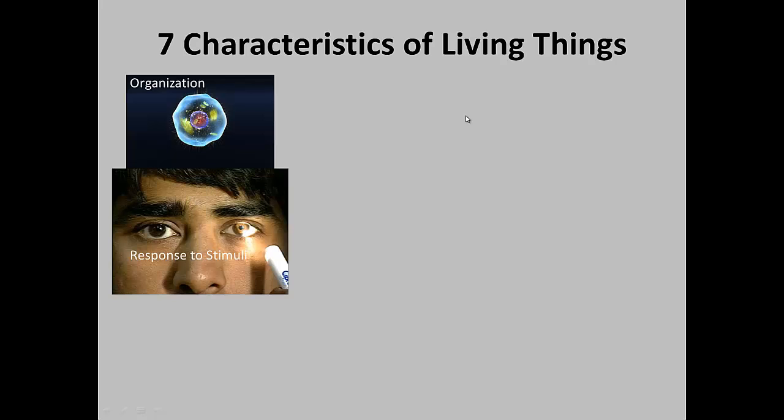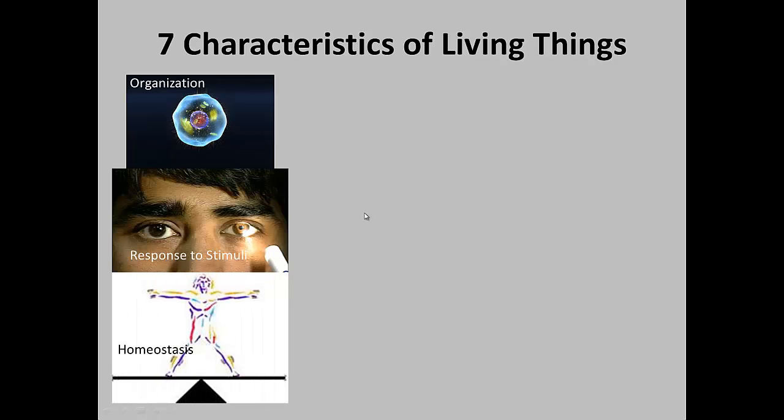The second characteristic of living things is that living things are able to respond to stimuli. Whether the stimuli be the temperature or a change in light, there's going to be some kind of response. As you see in this image, this one is a response to light on the eyes where the pupil actually gets smaller. It constricts to keep a lot of light from entering, trying to block out the light.